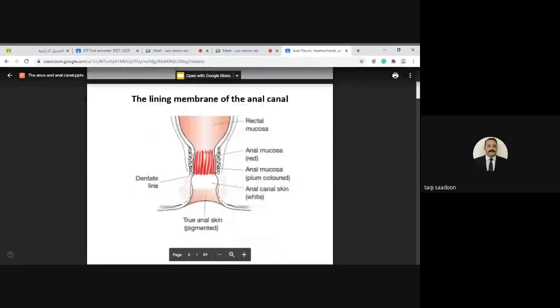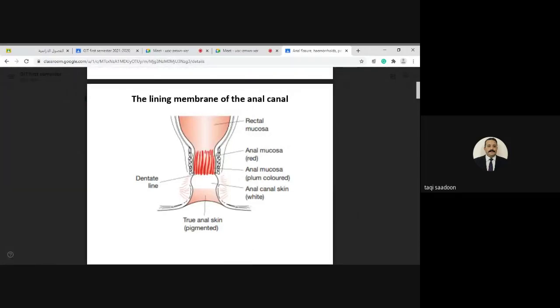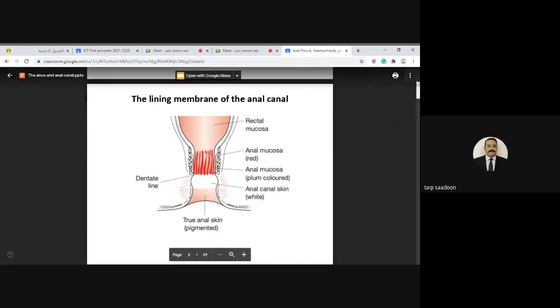تمام. And this is the anatomy also of the lining mucosa of the anal canal. This is the rectal mucosa and then it becomes the anal folds and anal mucosa, anal glands. And this is the dentate line. The anal folds with the anal glands are very important in the pathogenesis of perianal abscess and perianal fistula. This is very important.